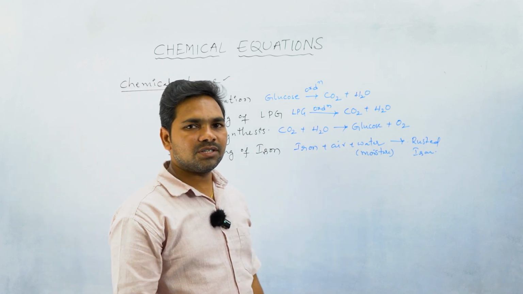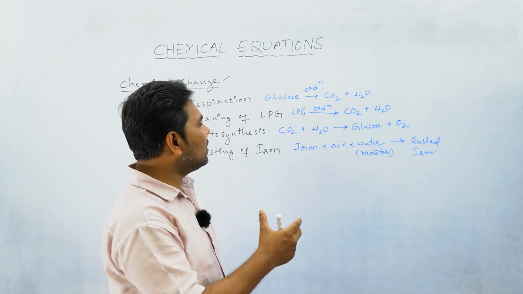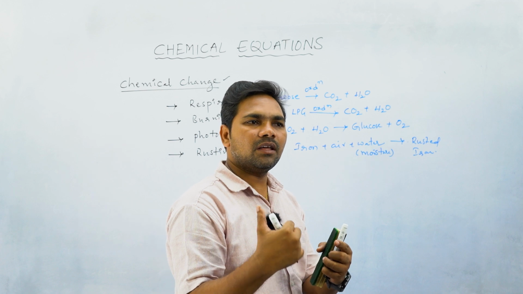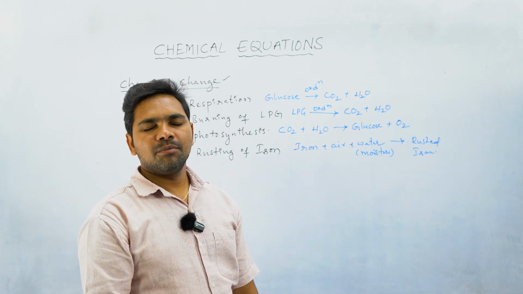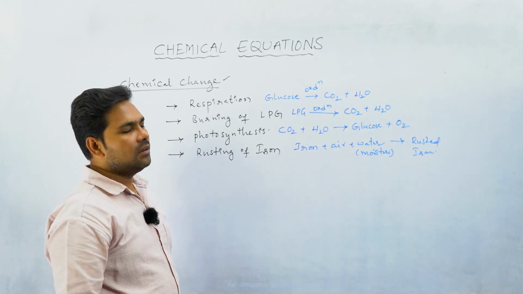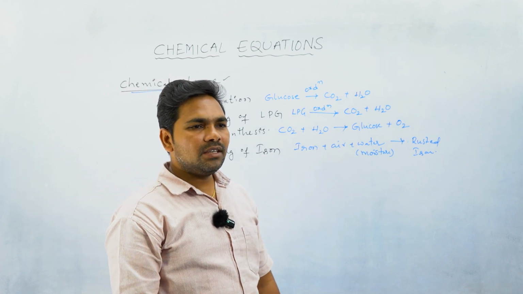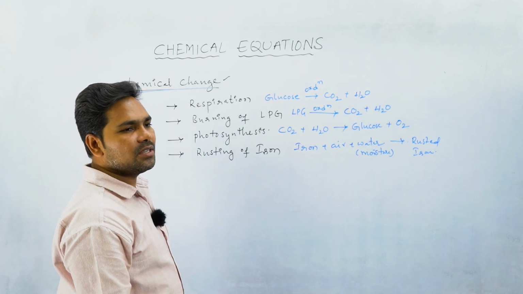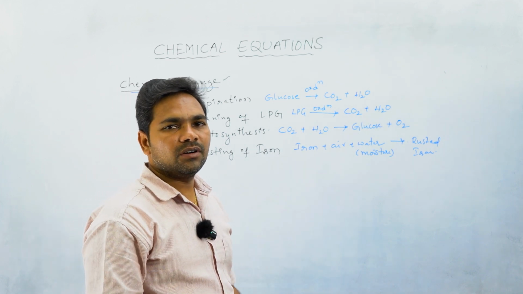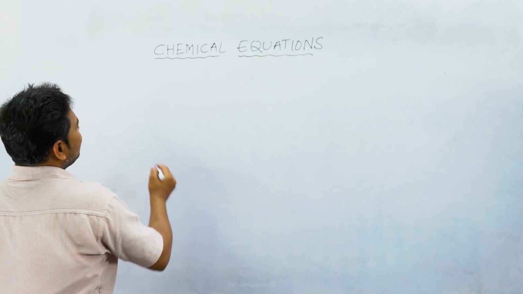Finally, rusting of iron. See a new iron nail, how it is, and after the change, it becomes rusted. So we get substances which are entirely new, with completely different properties from the previous ones. We understand that they have all undergone a chemical change. Let us see some other chemical changes. Let's see some activities to understand the indications of a chemical change.